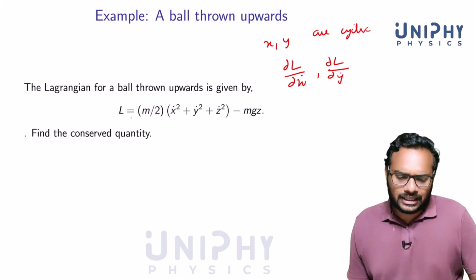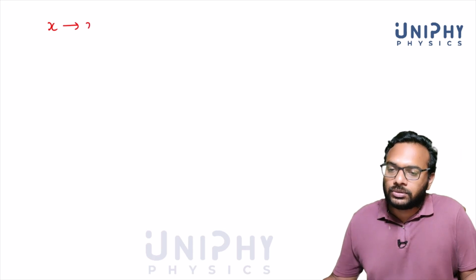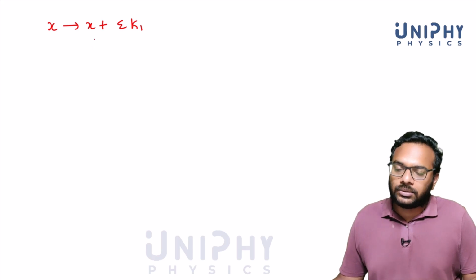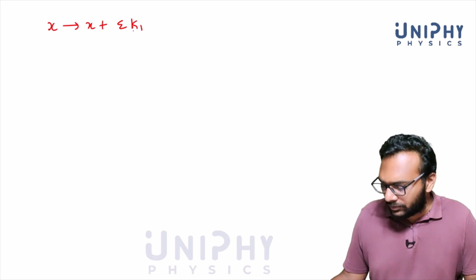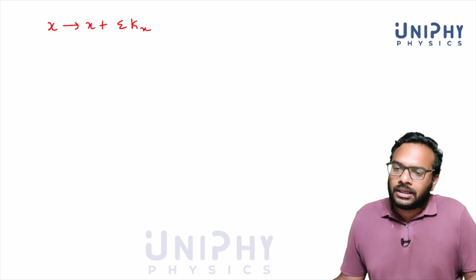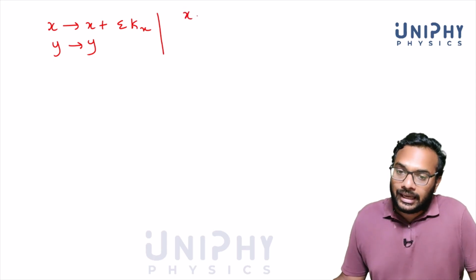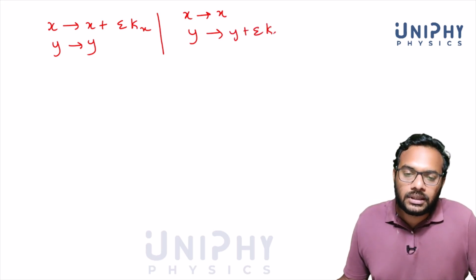So we look at this Lagrangian and we ask what are the symmetries. We can change x to x plus epsilon k1, where k1 is some constant, it could be anything. We can take it as 1, for example. Let's write it as ε kx, and y remains the same. That's one symmetry. There's another symmetry, x remaining the same and y changing from y to y plus epsilon ky.